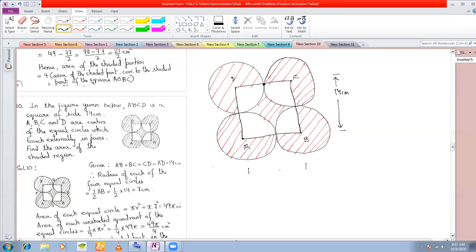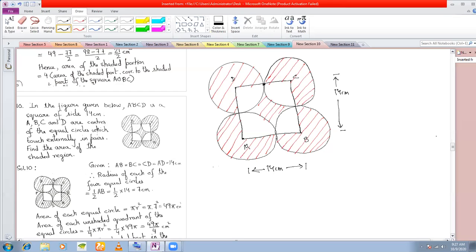Sir, first we will find the area of the circles. First, you will find out the area of the shaded region inside the square. How will you find out the area of the shaded region inside the square? It is area of the square minus area of the four quadrants, right? Next, you will find out the area of the shaded region outside the square. How will you find that out?